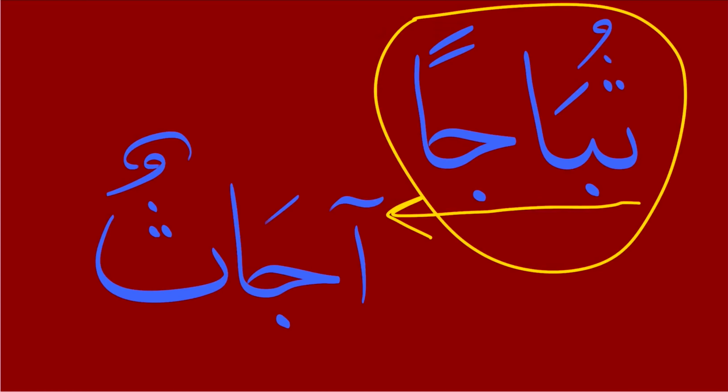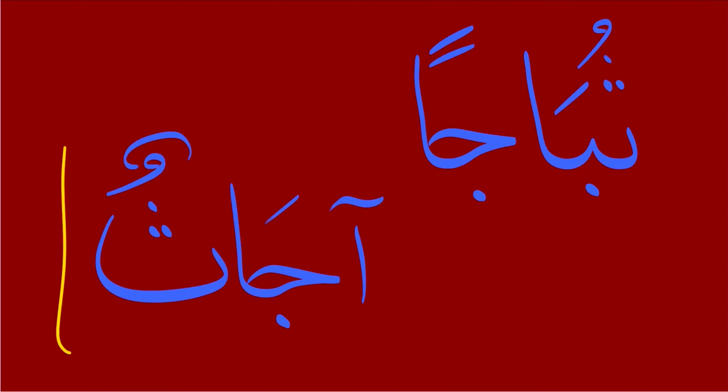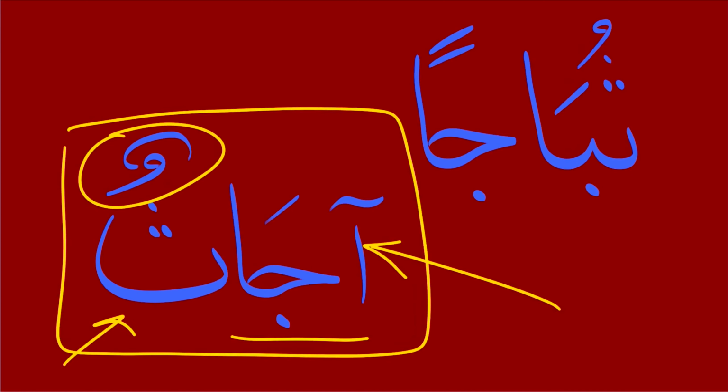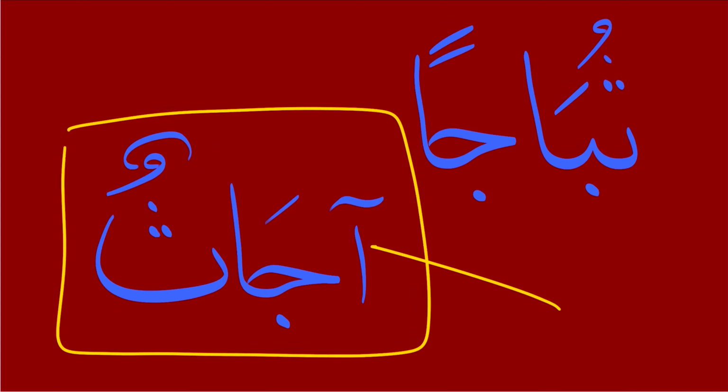ثباجا ثباجا. How about this word? You have alif mamduda or extended alif at the beginning, then a jeem. The tha at the end has one of the three forms of tanween dhamma or two dhammas. How do you pronounce this word? Ajathun, ajathun. Excellent.